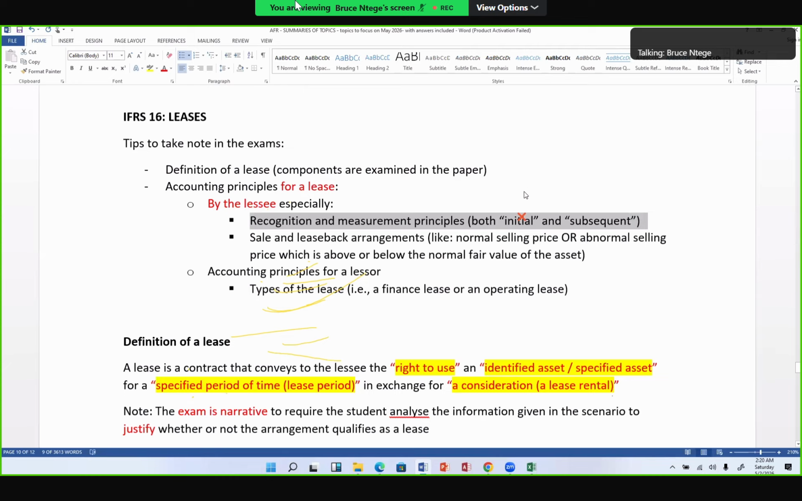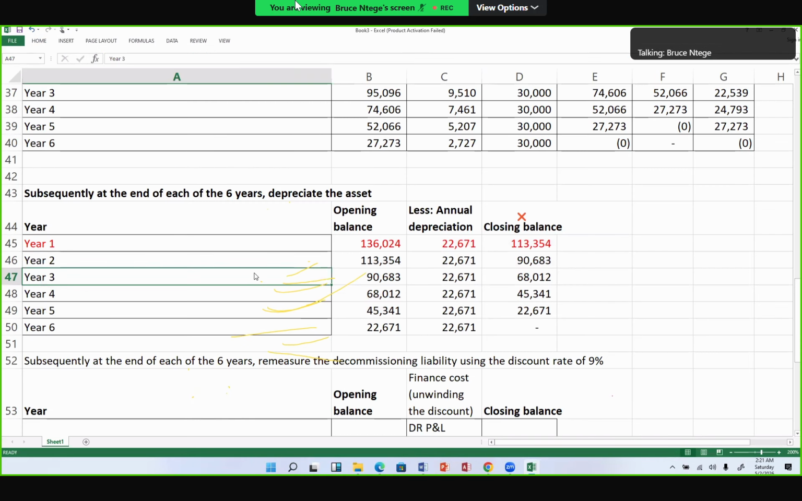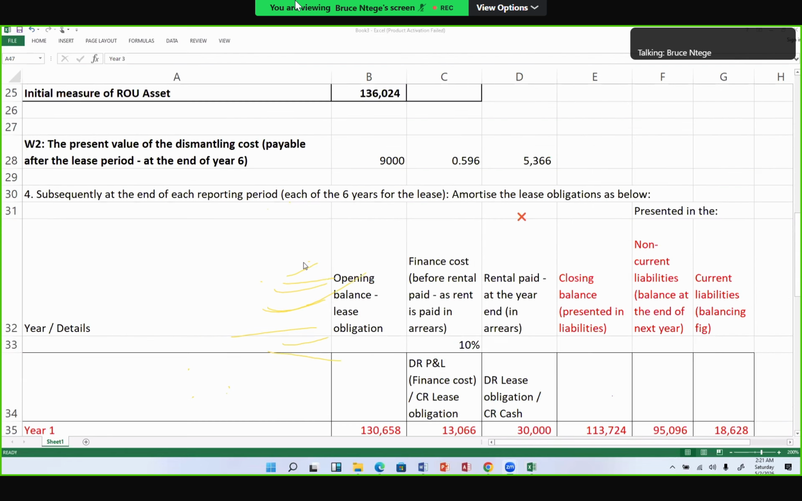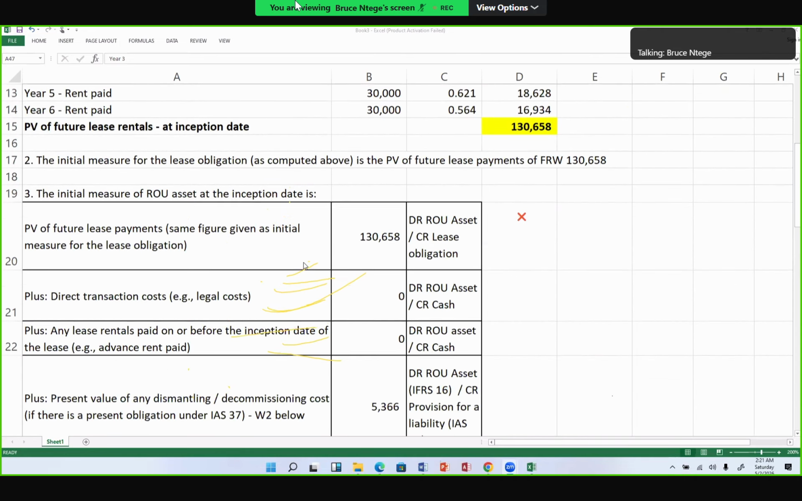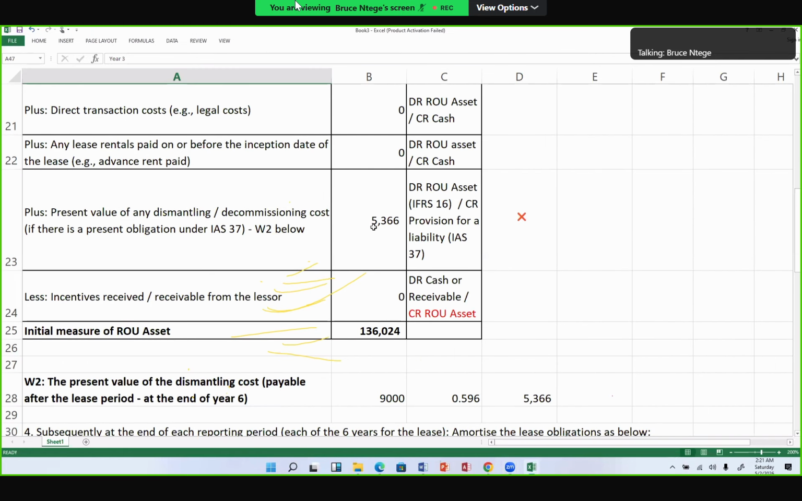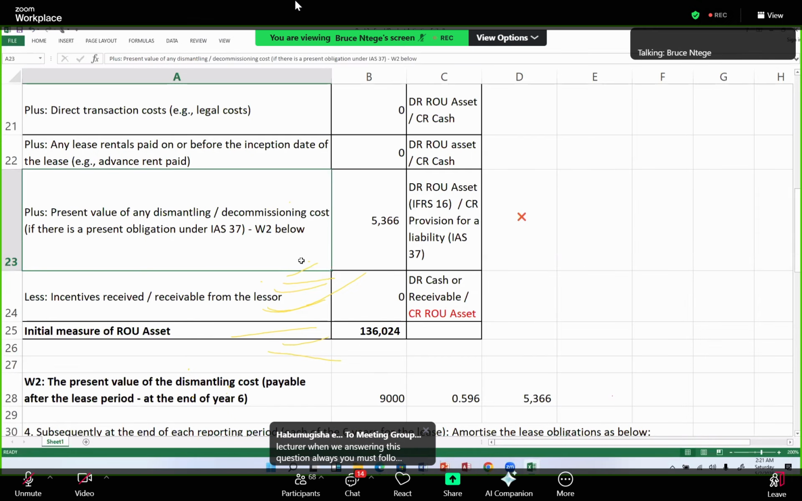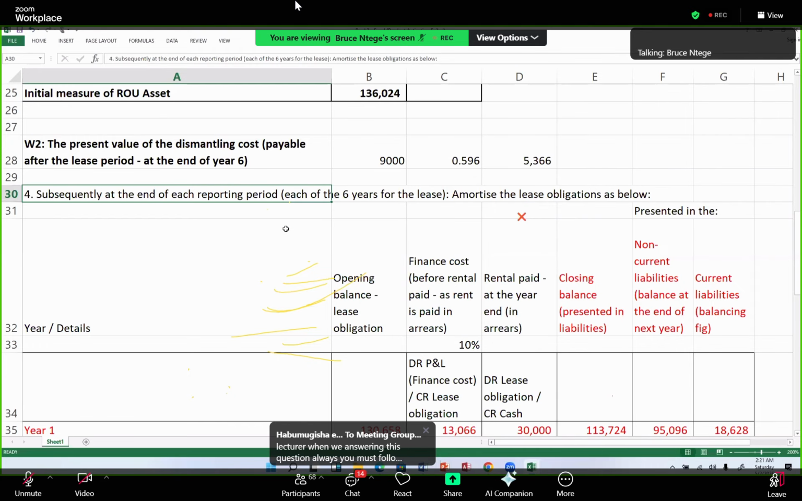Okay? If I have any questions or comments, let me see in the chat. Somebody is saying, how did you get 5366 for year 1? Let's go and see. I think you're talking about the present value of the dismantling cost. So we had a working, I'm looking for that working. That's the figure that gave us 5366, working 2 below. So in working 2 here, we're able to get that discount.